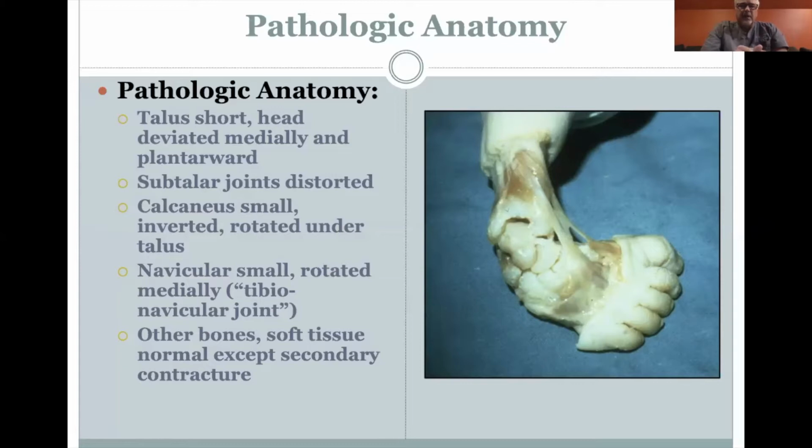clubfoot. And I've actually seen people who are not well versed in clubfoot surgery take out the navicular to try to get the foot over, and it usually results in pretty devastating long-term results to the foot if you destabilize the medial column of the foot like that. The other bones and soft tissues are normal except for secondary contractures.